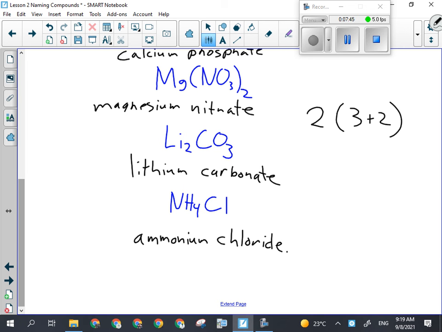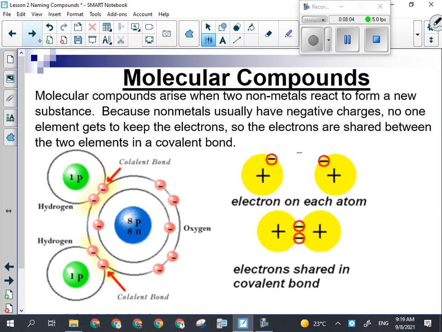Okay. The other way, we've looked at, I give you the formula, you have to write the name. We'll look at the other way in a little bit. We're going to talk about molecular compounds first, and then we'll look at, I give you the name, how do you write the formula? That's where that whole drop and swap thing comes in. But we'll talk about that in a little bit. Now we need to talk about molecular compounds. So a molecular compound is only going to contain nonmetals.